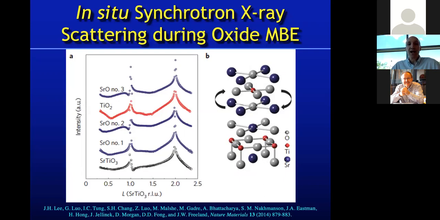It's also been seen in situ on the synchrotron. So here is hot strontium titanate being grown by MBE in the same kind of layered cartoon manner. And these researchers from Argonne National Lab, Dillon Fong, John Freeland's group, were able to see from this COBRA technique, where they're looking at the truncation rods, signatures of a double strontium oxide layer versus having the titanium on the top. And indeed, they're seeing at temperature that when you put the titanium on top of a double strontium oxide layer, it goes down a monolayer.